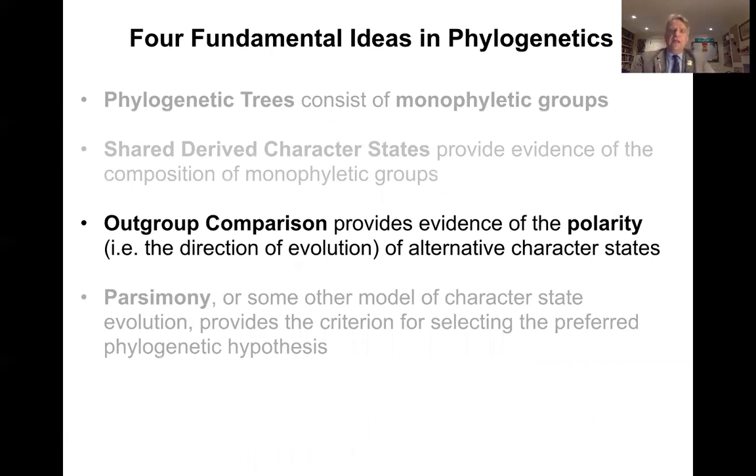The next fundamental idea is, in a way, how we provide polarity, the direction of evolution that we're inferring in the phylogeny, as well as the character states in the phylogeny, the shared derived character states. And this is called outgroup comparison. In a nutshell, what we're doing with outgroup comparison is looking at the character states of the group we're interested in inferring the phylogeny for, then bringing in knowledge about the character states in groups that are closely related to that group.